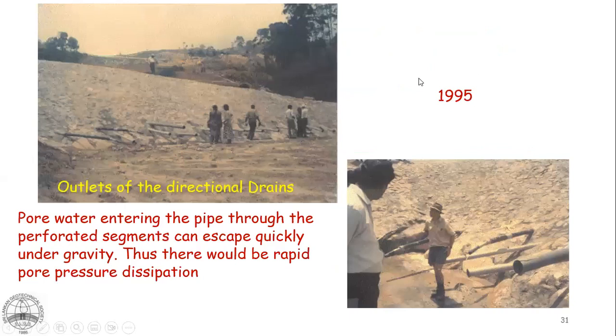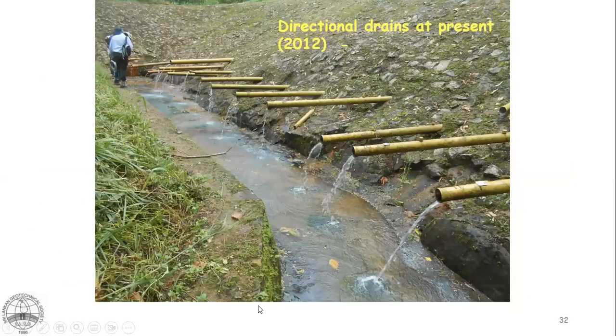This is a picture I took in 1995 showing the outlets, right? The railway track is further up. These are the outlets of these 13 drains. So now the water is flowing under gravity. There is no pumping required. Water is flowing under gravity.